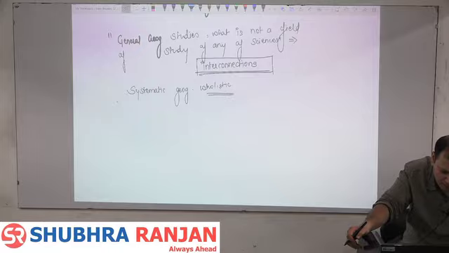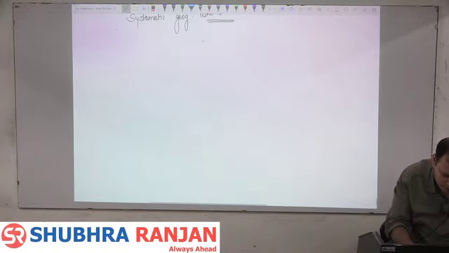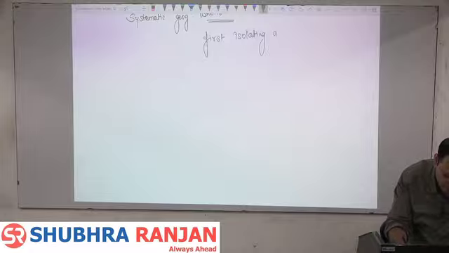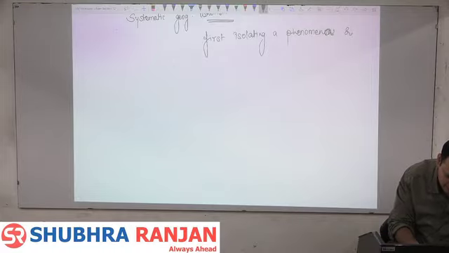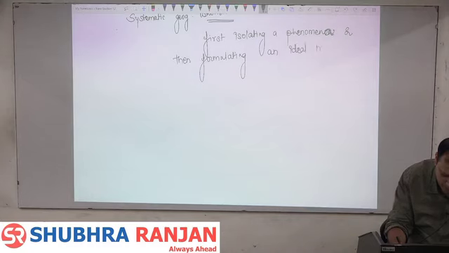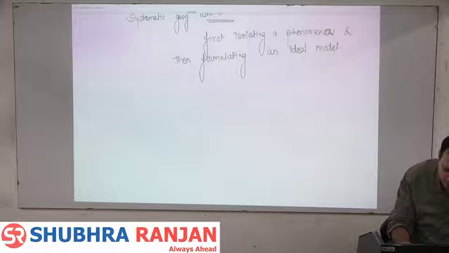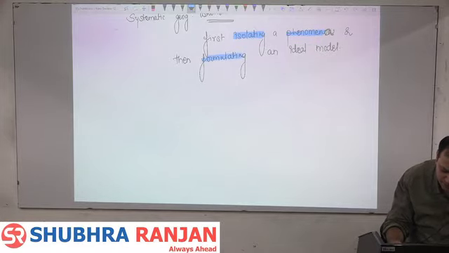unlike science, which works on first isolating a phenomena and then formulating an ideal model. This is what I told you yesterday. क्या है geography, science? Isolate a phenomena and then एक theory बनाओ, which will be ideal.